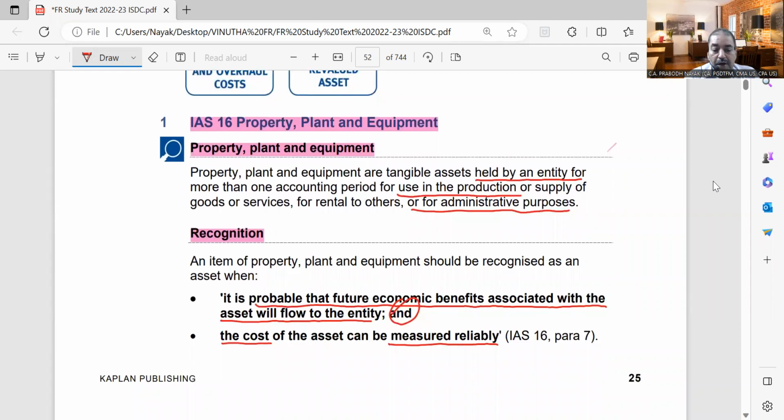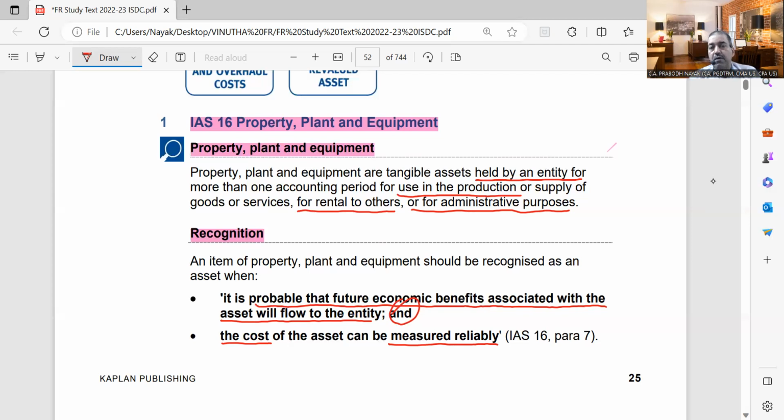Now, property, plant and equipment are tangible assets held by an entity for more than one accounting period. And what is important here is for use in the production or supply of goods or services, for rental to others, or for administrative purpose. So IAS 16 property, plant and equipment will include land, building, machinery, equipment, furniture, motor vehicles. Everything that is a fixed asset will be included in property, plant and equipment.